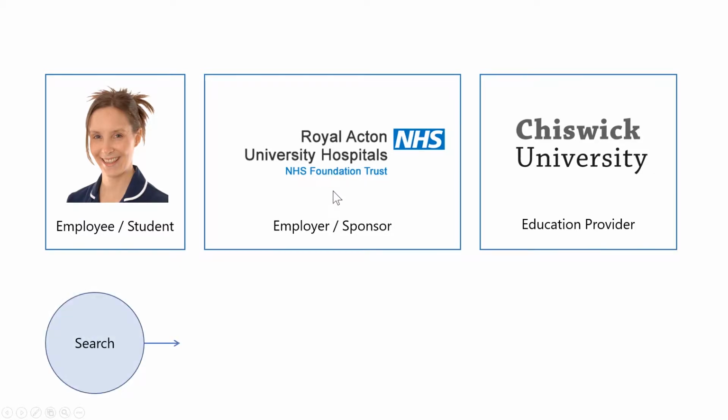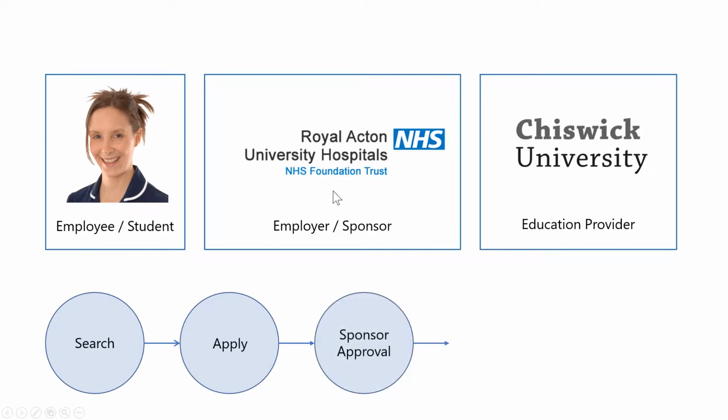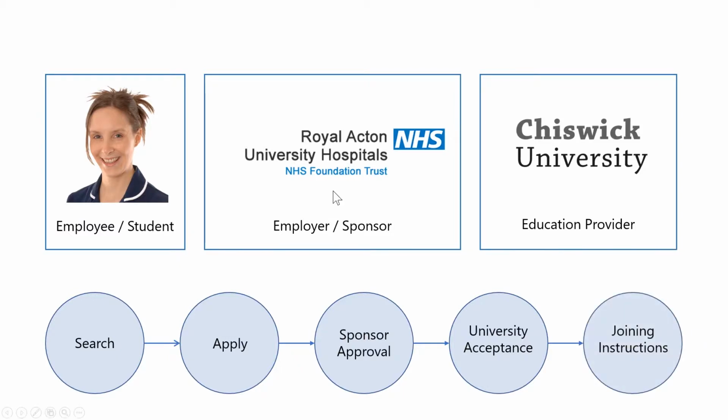So we start with the prospectus search, where the student can find the course that he or she would like to apply for. We would then go through to the application stage and fill out the application form. The form is then submitted to the sponsor or employer for approval. Then the application is forwarded to the university for acceptance. And finally, joining instructions are sent to the student.